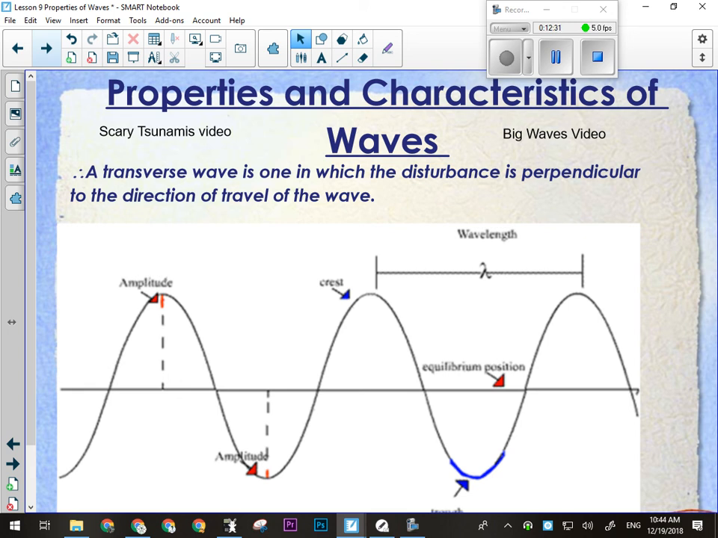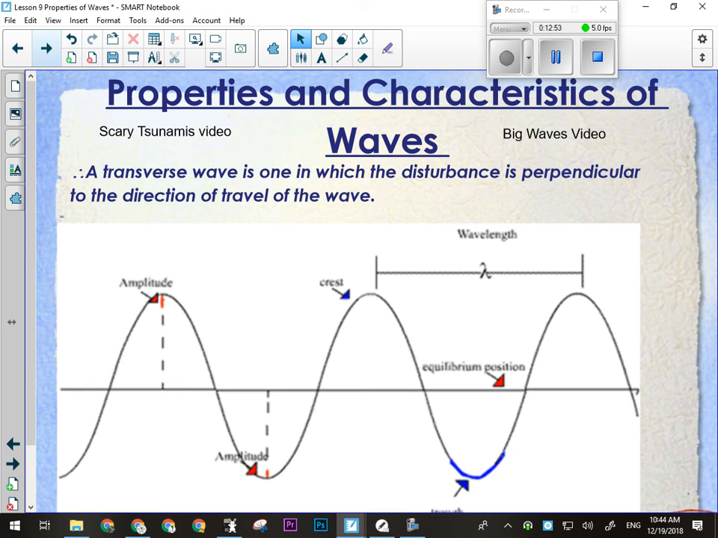Okay, then we've got new terms. The high point of a wave is called the crest, and the low point of the wave is called the trough. Okay, they're equidistant from equilibrium. Okay, one's just the high point, one's the low point, but they're equidistant. Okay, amplitude is the same high or low.